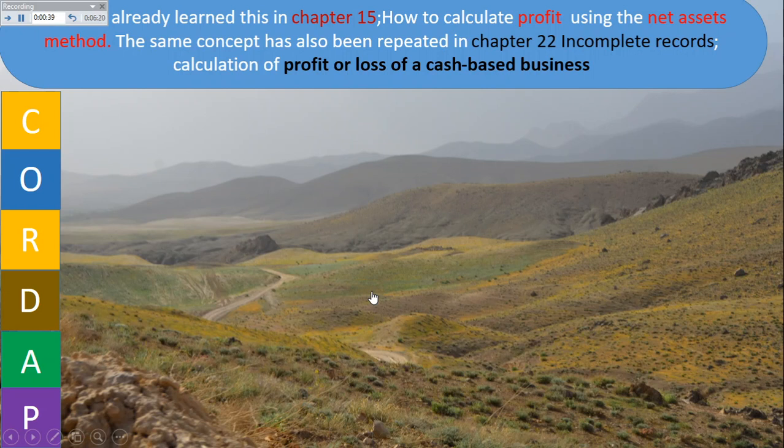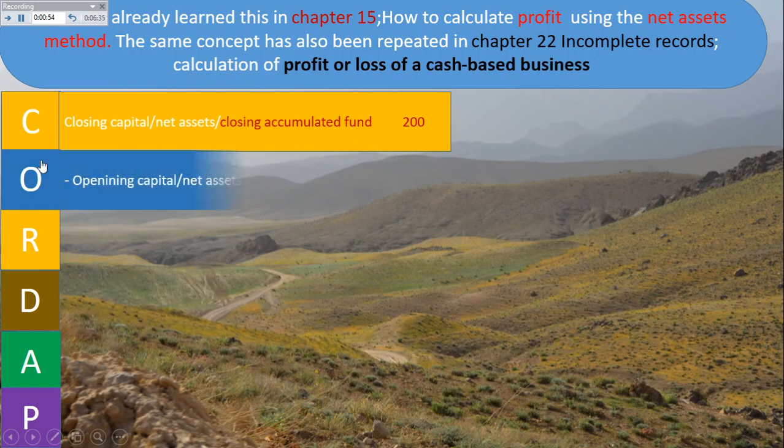And in those two topics, we had used this mnemonic code to solve our answer. C, closing capital, or you can say closing net assets. Here we'll be using the term closing accumulated fund. Less opening capital, or you can say opening net assets. Here we'll be using the term opening accumulated fund. So all the red markings are the terms we'll be using here.